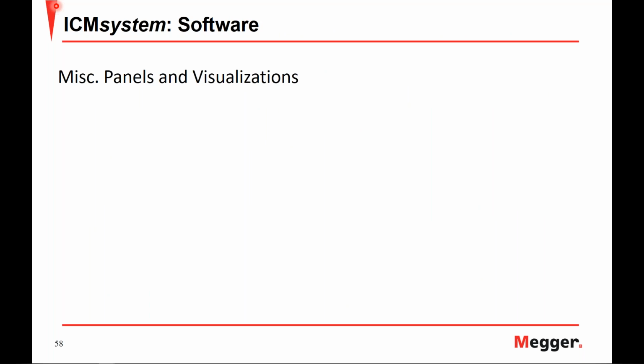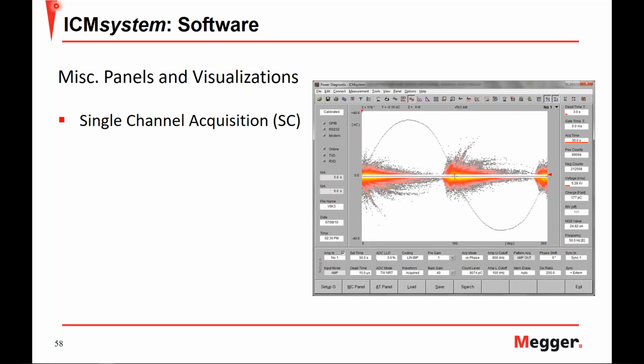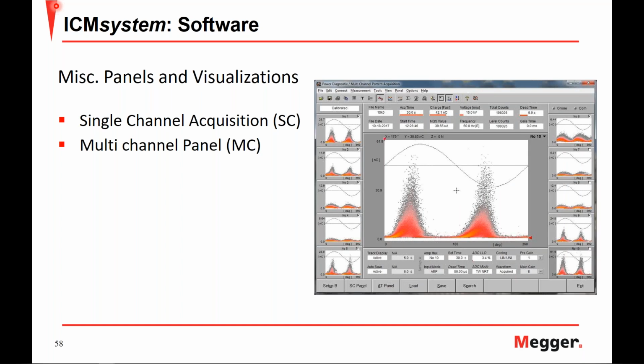Covering the ICM system software, it has miscellaneous panels and visualizations, where the single channel acquisition offers advanced trigger function and analog signal conditioning to analyze the phase resolved partial discharge pattern from single channel measurements. You have the multi-channel panel that has the advantage of comparing the measurements, since the ICM system takes parallel measurements. You could take these and make accurate comparisons between the multiple channels.